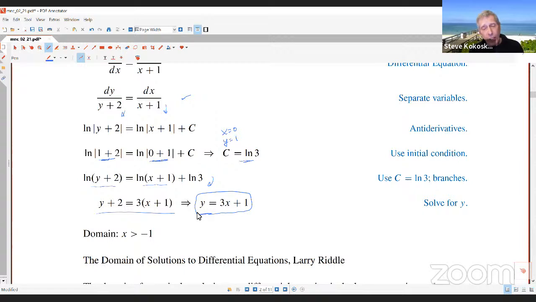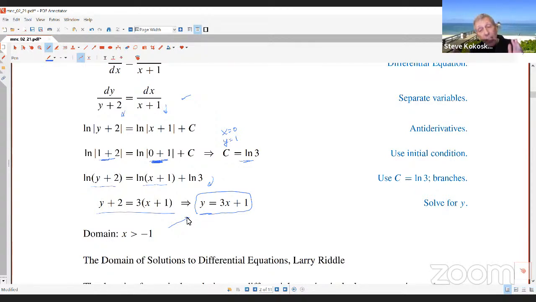Now, we often get asked about, well, what's the domain here? Now, I'm going to argue that the domain is x greater than minus 1. And I'm going to argue for that because this argument inside the log must be positive, and the only way that can happen is if x is greater than minus 1. So whatever the solution curve looks like, the domain here is x greater than minus 1. If it's a straight line, it is that part of the straight line where x is greater than minus 1.